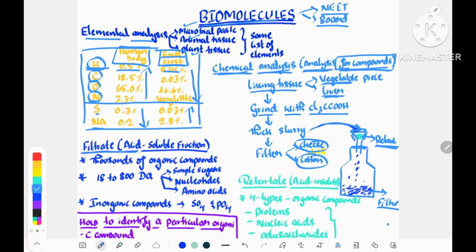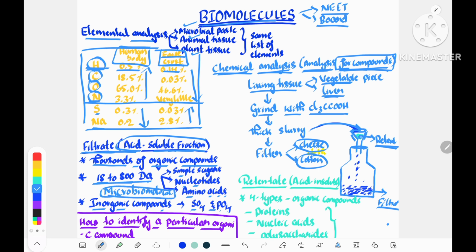The filtrate is more technically called the acid soluble fraction. This is very important. This acid soluble fraction contains thousands of organic compounds and these thousands of organic compounds have molecular weight ranging from 18 to 800 Dalton and they include simple sugars, nucleotides and amino acids. Along with this, there is presence of many inorganic compounds also, for example sulfates and phosphates. One more thing you have to study here, these organic compounds which range from 18 to 800 Dalton are called micro biomolecules. This is purely based on their molecular weight, nothing else.